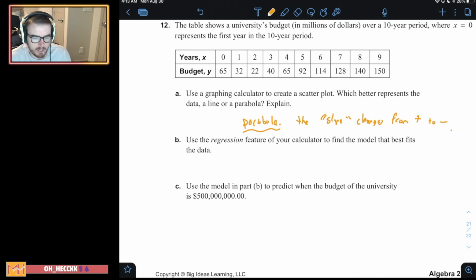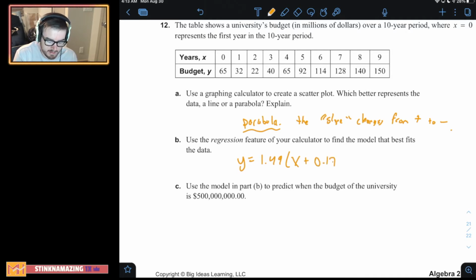Okay, use the regression feature. That's already what's being calculated. I'll go ahead and write that down for you. Y equals 1.49 times (x plus 0.17) squared, interesting, plus 39.94. Okay.